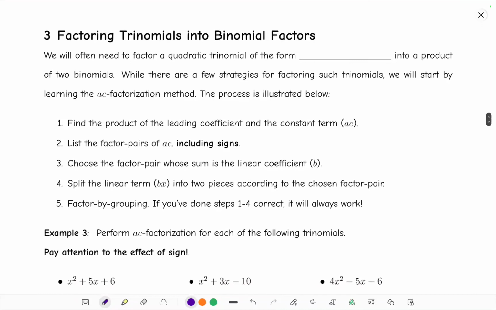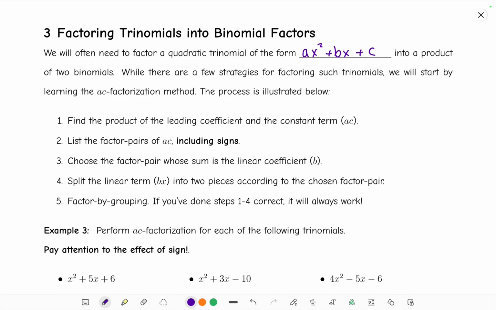Part 3, factoring trinomials into binomial factors. We will often need to factor a quadratic trinomial of the form ax squared plus bx plus c into a product of two binomials. While there are a few strategies for factoring such trinomials, we will start by learning the AC factorization method. The process is illustrated below.